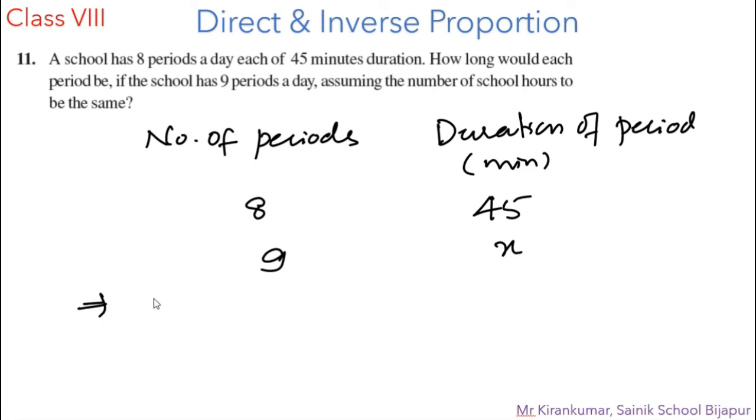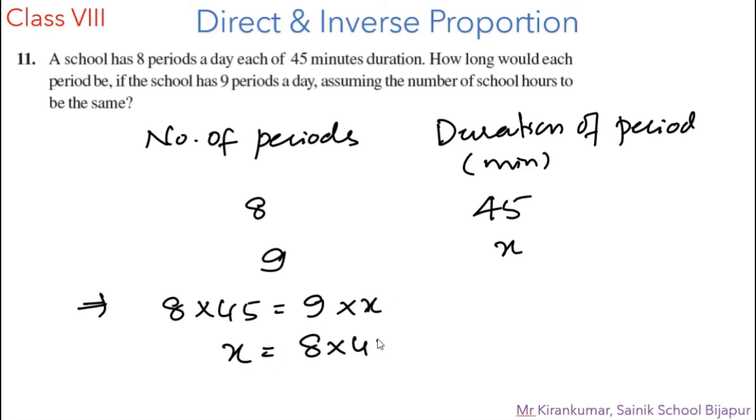This is clearly in inverse proportion. If the number of periods is increased, the time duration for each period decreases. So 8 times 45 will be equal to 9 times x. So x will be equal to 8 times 45 divided by 9. 9 5s are 45. So we get it as 40 minutes. So with this, the questions of inverse proportion and the chapter is complete.